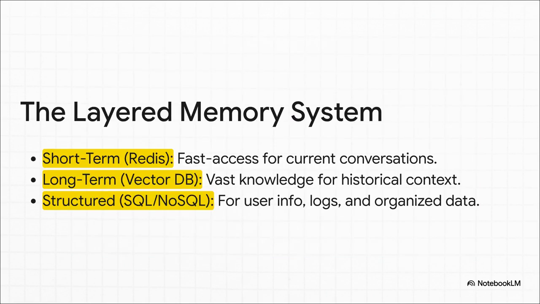And here's a pro tip. Production-ready systems never ever use a single, one-size-fits-all database for memory. Instead, they use a layered approach. You'll have super-fast in-memory databases like Redis for short-term stuff, like the current conversation. Then you have powerful vector databases to manage long-term knowledge. And of course, traditional databases for all that structured data, like user profiles and logs.